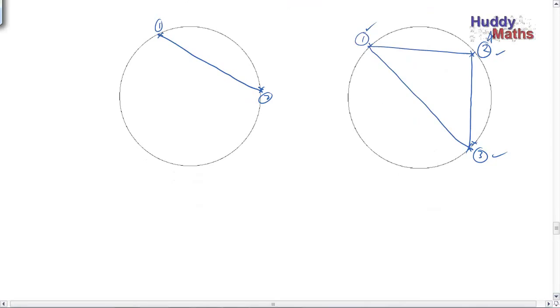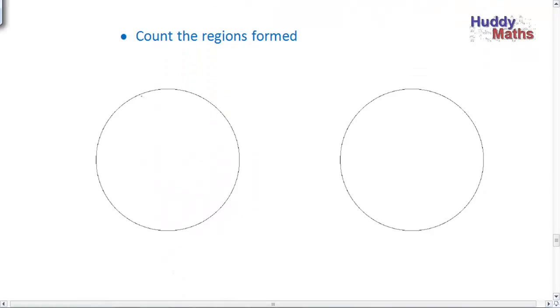Count the regions formed. Okay. What's a region? Well, I guess you can see that's been split into two regions. What I want you to do now is to work out the number of regions that you think 3 points would divide the circle into. All right? Got to line your points up carefully there. So how many regions can you count there? Pause it and have a go.